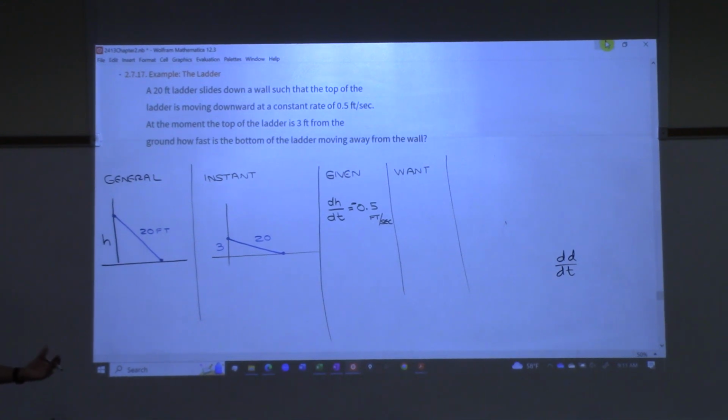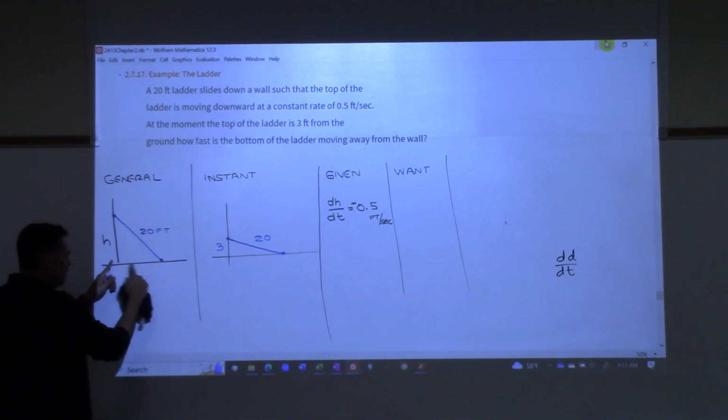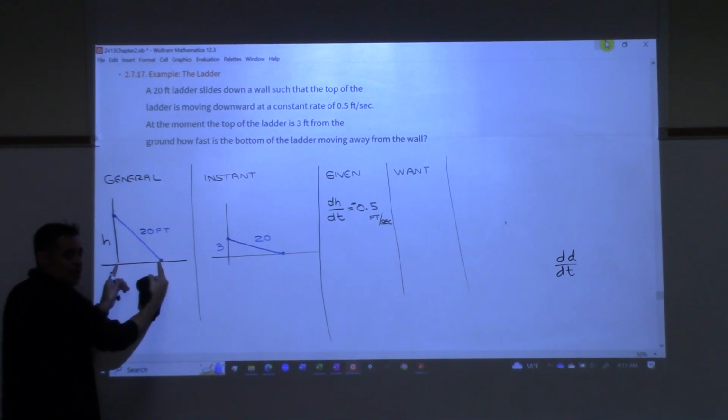What do we want? We want to know how fast the bottom of the ladder is moving away from the wall, right? Relative to the wall, how fast is that moving away? So I want to know this distance from here to here. I want to know how fast it's growing, right? So we haven't labeled it. So we should label this distance, right?